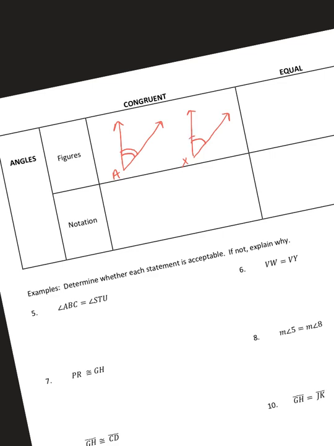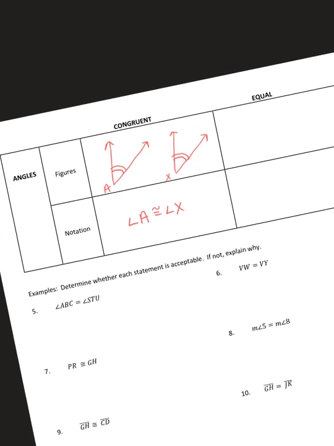So if we look at a picture and maybe it has two arcs like that, then again, we can know that those angles are congruent. So notation for congruent angles looks like this. We're going to use our angle notation. So angle A, and again, is congruent to angle X. Okay, so that's what congruent notation looks like for angles.